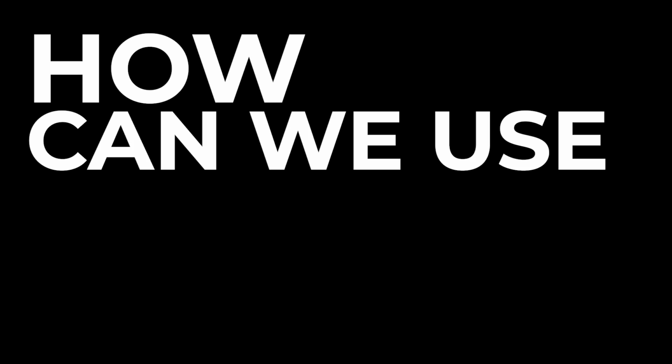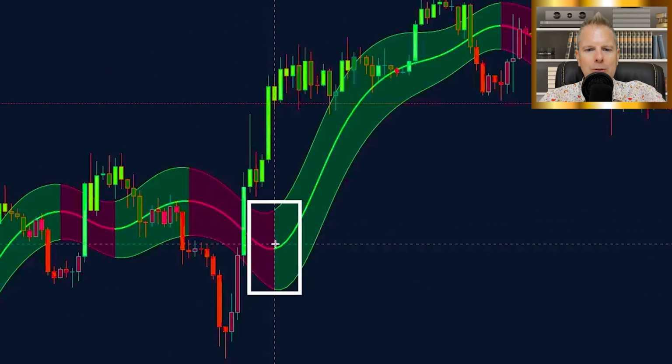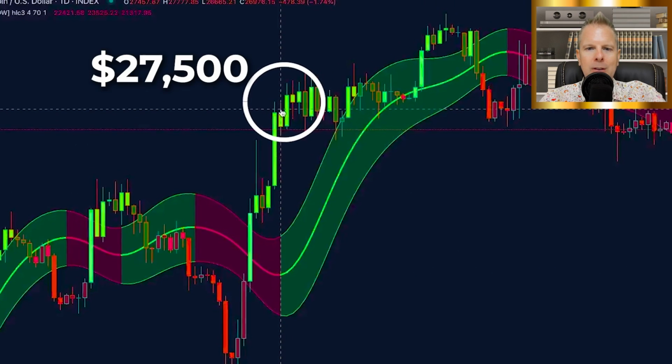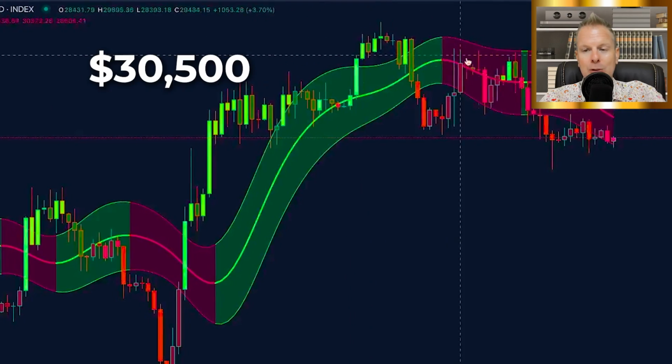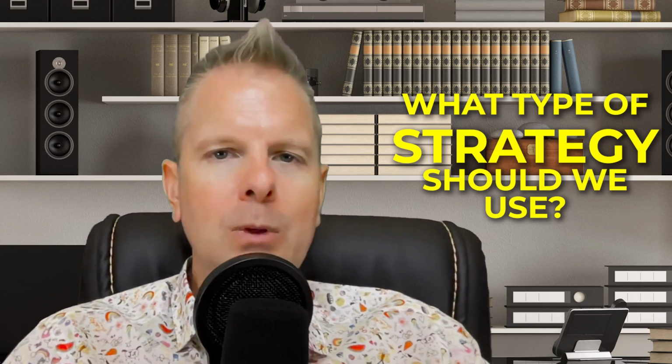So how can we use this Gaussian channel to trade? Is it as simple as when we are in red and when we switch to green, we buy? Well, if we bought up here and price actually went only up a little bit, and then when it switched to red, it went down to here, that would also not work. So what type of strategy should we use?